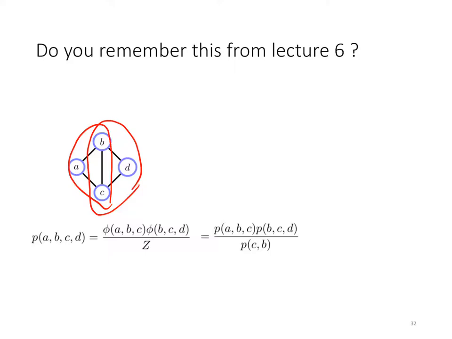The nice thing about this is that this was a potential, right? But these are the marginal probabilities, so these are normalized. And what is the factor graph representation of that? So the general idea is coming from that.